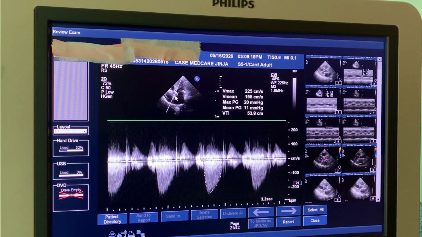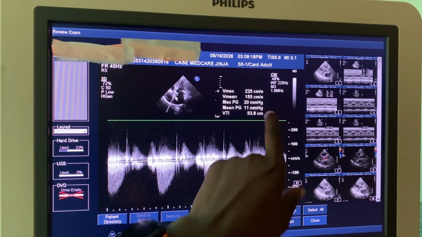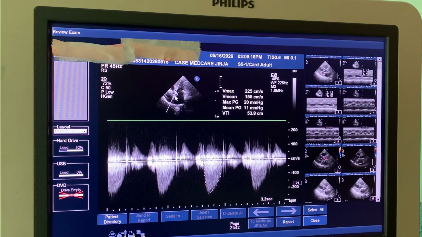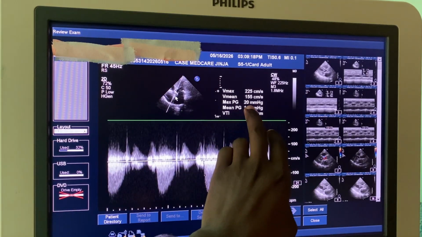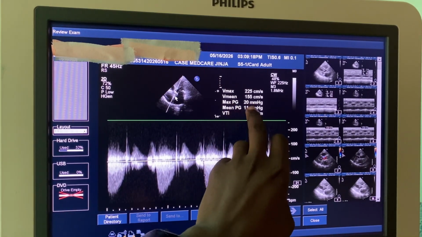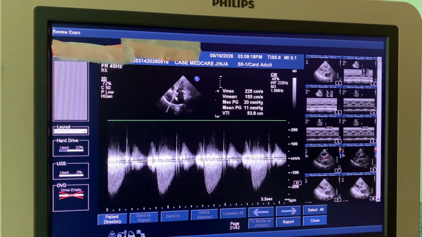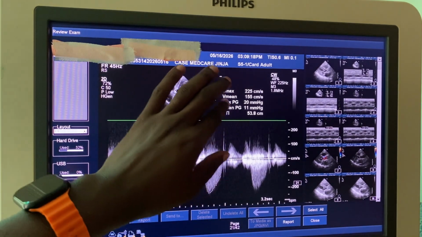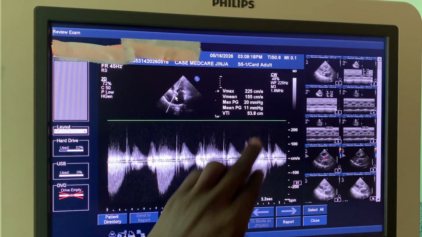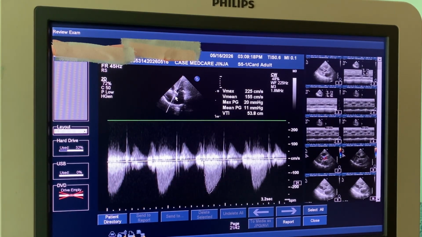Another one we have to look at is the maximum pressure gradient. If it is severe, we need more than 60 millimeters of mercury. This PG max is 20, and we need above 60. 40 to 60 is moderate, 20 to 40 is mild, and below 20 is fine. It is 20, just at the mild stage. So these two measurements, Vmax and maximum pressure gradient, give mild.